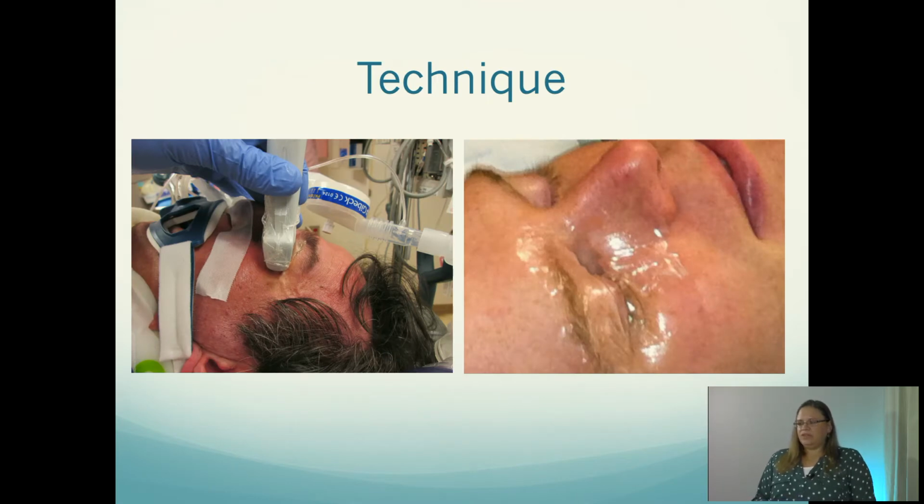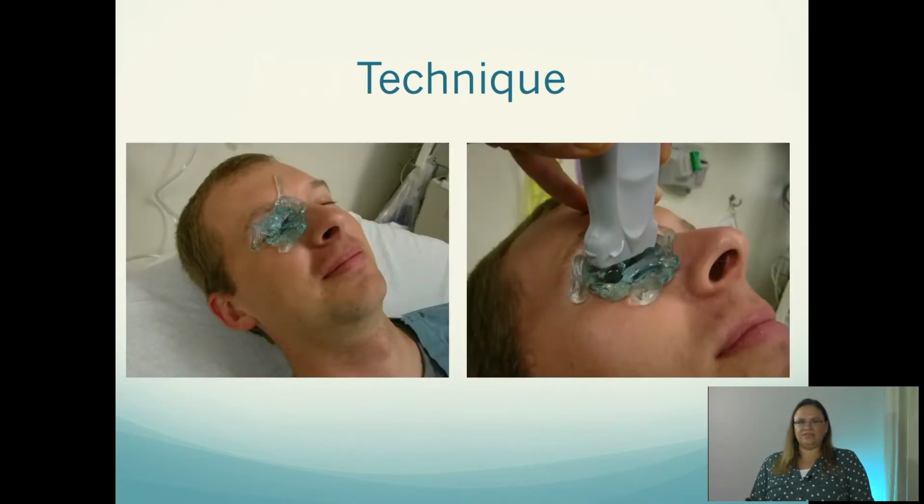So this is what it looks like. On the left we have an intubated patient, and on the right we have one of our resident volunteers demonstrating the technique. As you can see, you're going to apply the Tegaderm over the eye as shown here, and then lots and lots of gel. Fill that orbit up with gel so that you're not putting too much pressure directly on the eye.